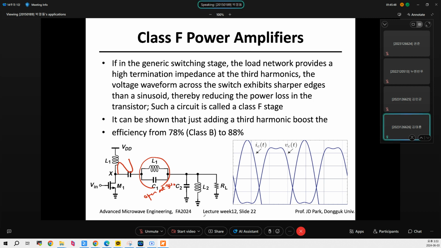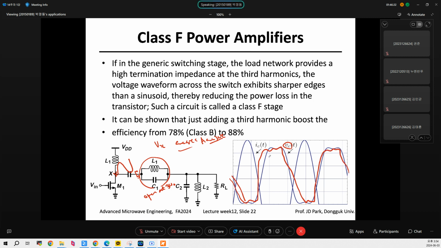Okay, the third harmonic component has a high impedance, which means at this Vx, this is sine omega t plus a sine 3 omega t, which makes this VC shape close to a rectangle. Make sense?